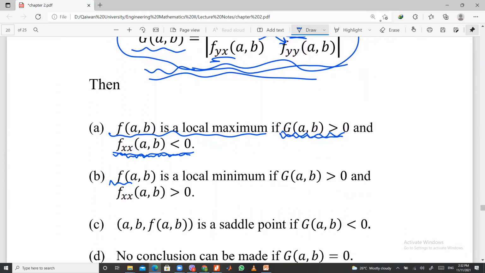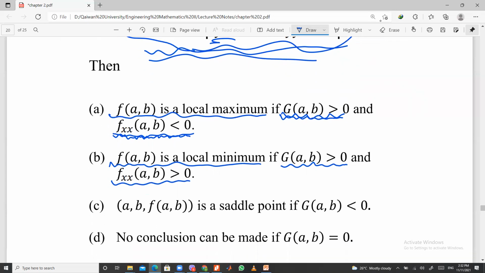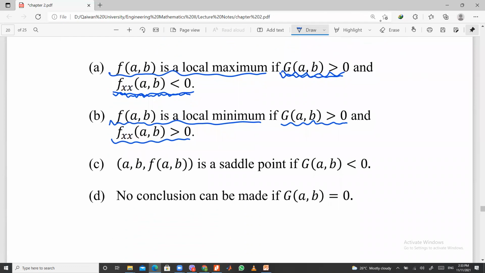And we say f of AB is a local minimum if g of AB is greater than zero and f sub xx is greater than zero. That means if both are greater than zero, we say f of the critical point is a local minimum. And for a saddle point, if g of AB is less than zero, we say the critical point is a saddle point.